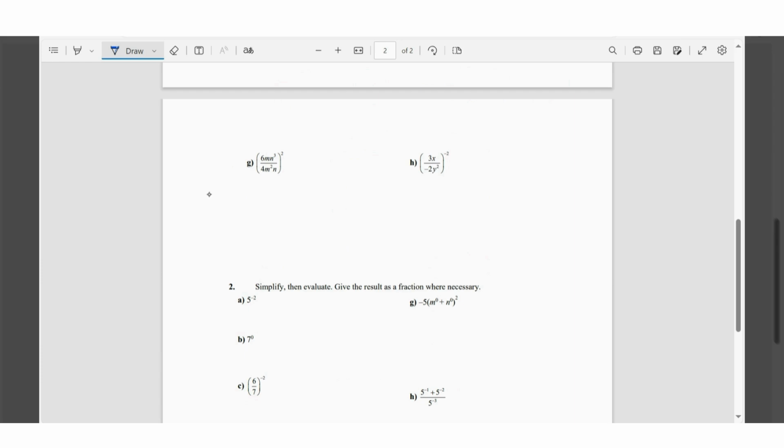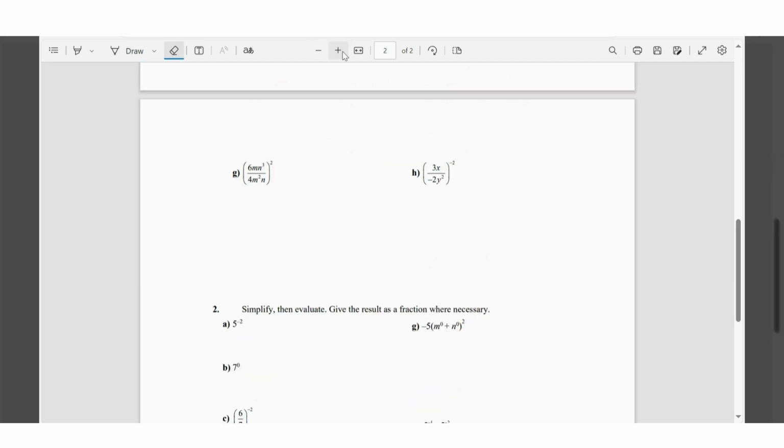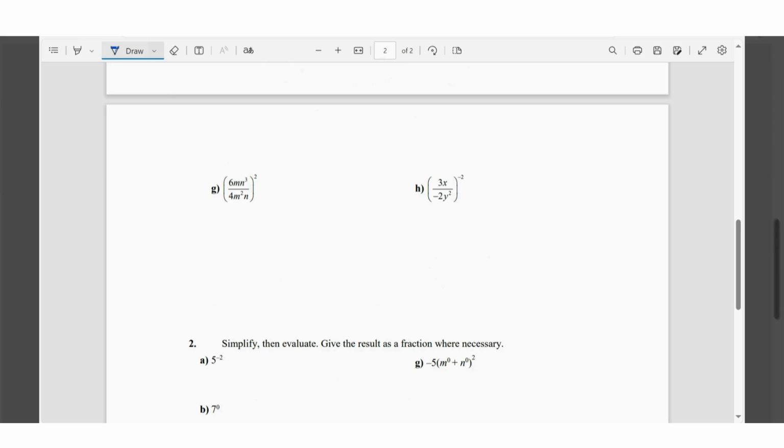This one here, let's see, there's a few ways I would do this. I might deal inside the brackets first. I like to stick to BEDMAS if I can. So I'll deal with this part. We have a 6 over 4. I can reduce that. We have m's and we have our n's. So let's deal with that. Let me zoom in a little. Okay, so 6 over 4, we can reduce that to 3 over 2.